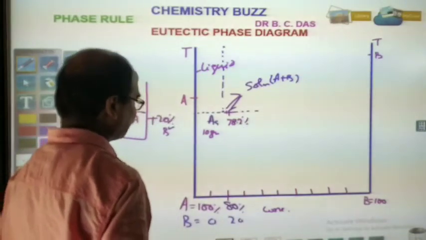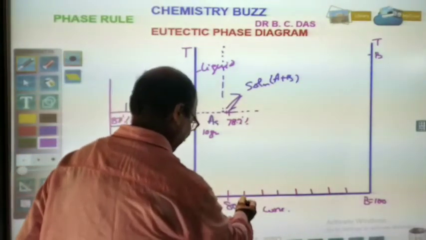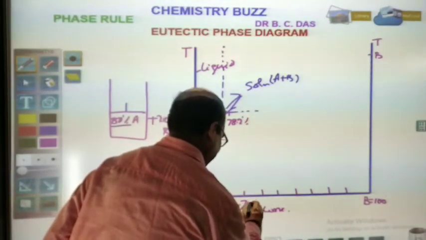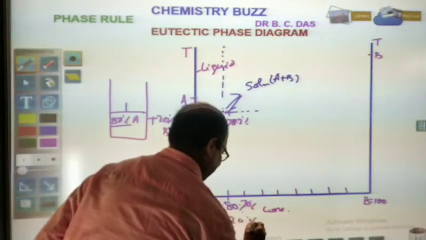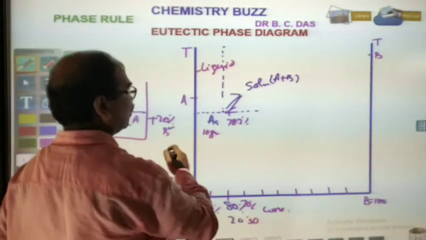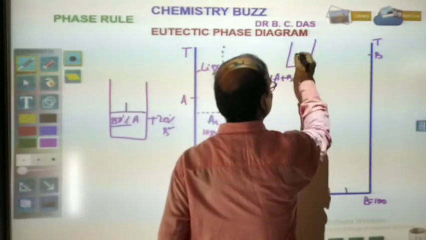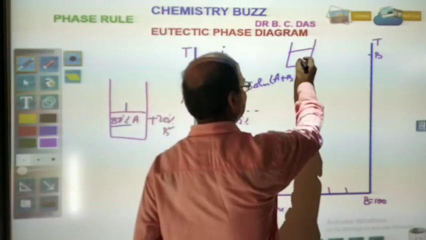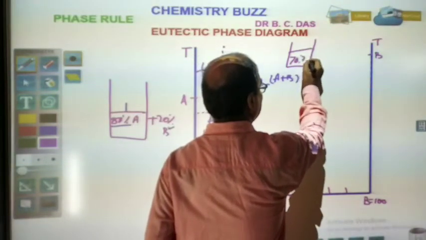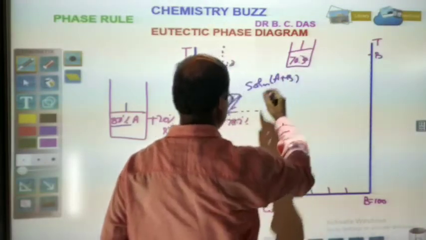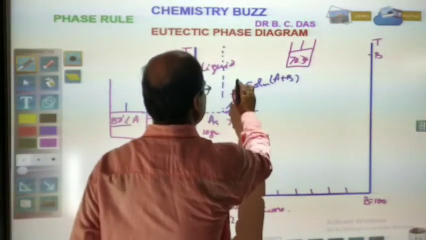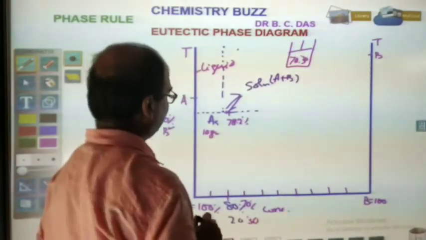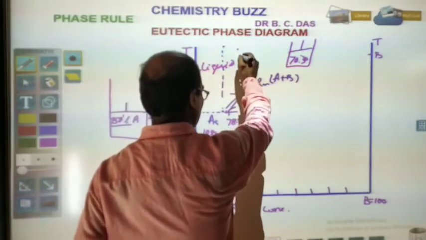Similarly, let us take another composition, say 70% A and 30% B. In another container, we have taken 70% A and 30% B, so this is 70 to 30, and it is heated to a very high temperature where both components become miscible in the liquid phase, and again we cool this.